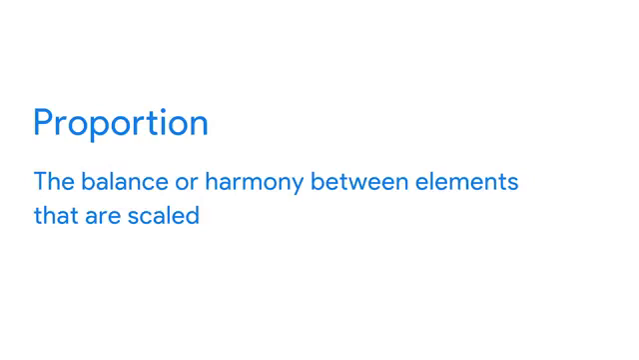Okay, now that you've been introduced to scale, let's discuss the concept of proportion. For UX designers, scale and proportion are very closely related ideas, but they're not exactly the same. Proportion is about the balance or harmony between elements that are scaled. In other words, proportion helps UX designers make sure the size relationship between elements makes sense. This means that the elements appear to be in balance with one another. If one element in your design increases in size, then the other elements should also increase in size at the same rate, in order to remain proportionate.